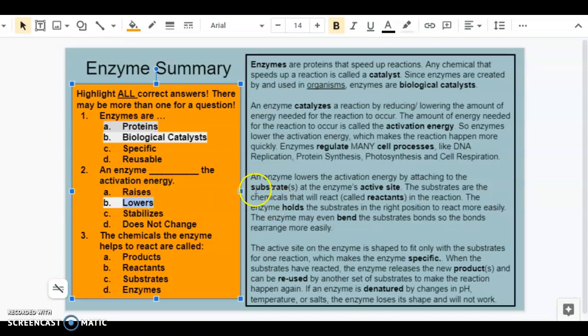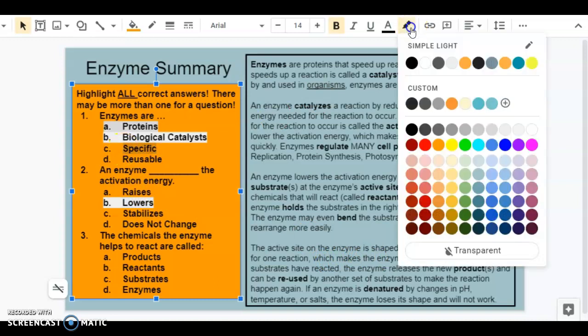An enzyme lowers the activation energy by attaching to the substrates at the enzyme's active site. The substrates are the chemicals that will react. They're called reactants in the reaction. The enzyme holds the substrates in the right position to react more easily. The enzyme may even bend the substrate's bonds so the bonds rearrange more easily. The active site on the enzyme is shaped to fit only with the substrates for one reaction, which makes the enzyme specific. So up here, we need to highlight that. It is specific.